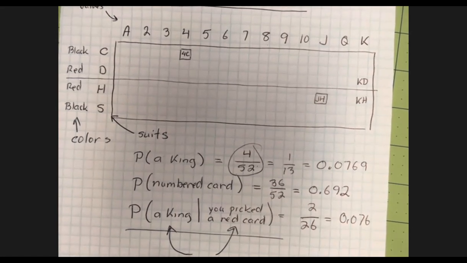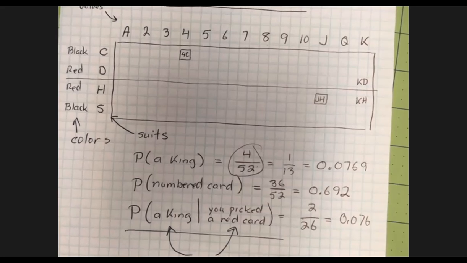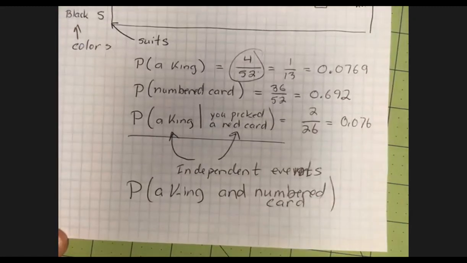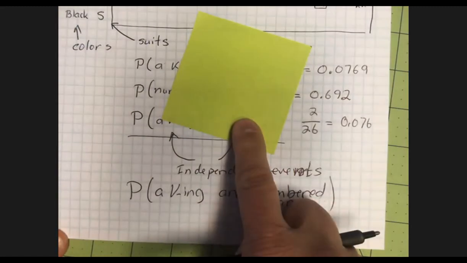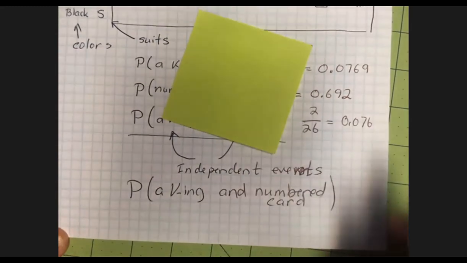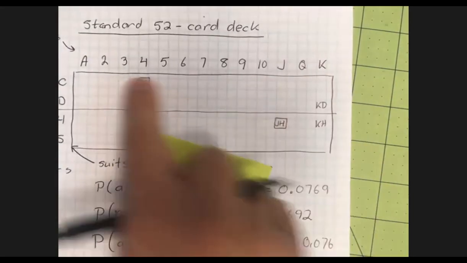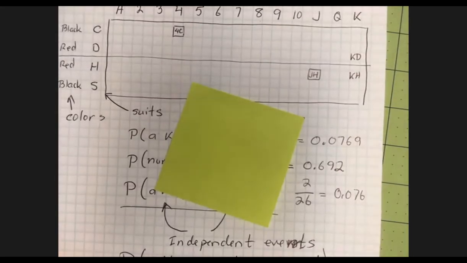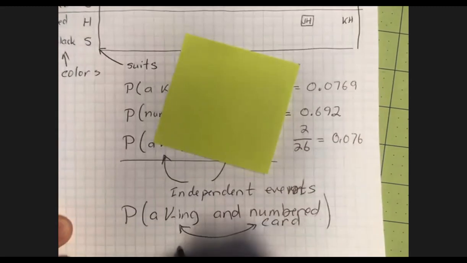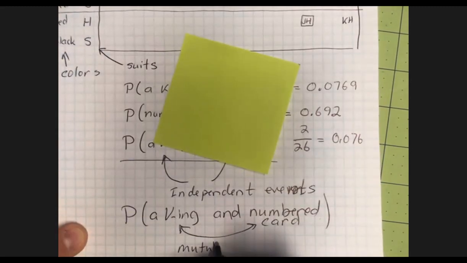How about what's the probability of you picking a king and a numbered card with the same card? What's the probability that this card right here is a king and it's got a number on it? Well, you say you're crazy. The kings don't have numbers on them. You're right. So when two things cannot happen at once, that is called mutually exclusive.